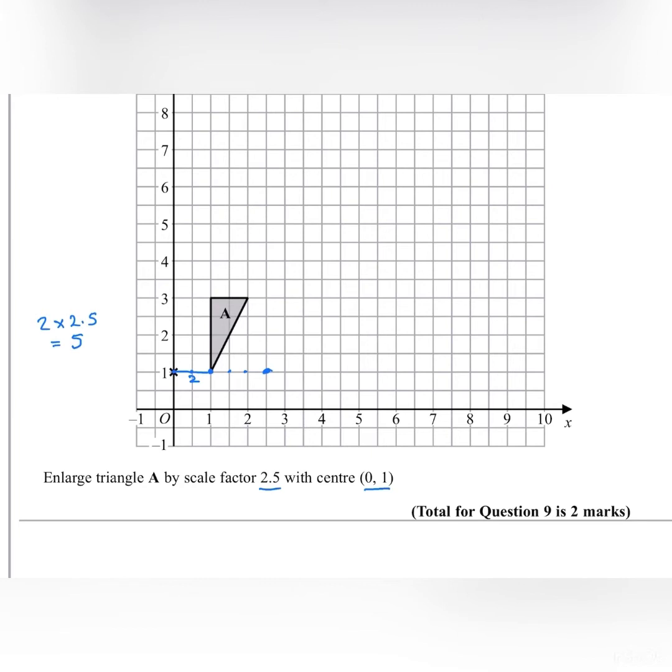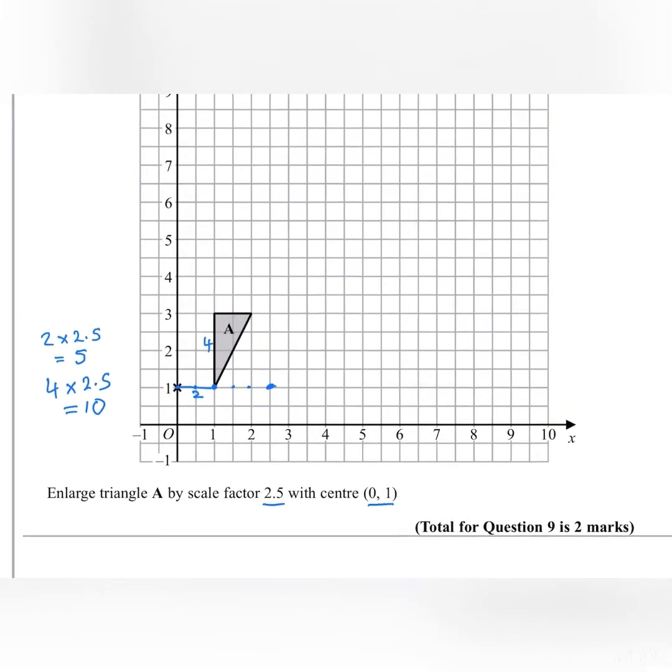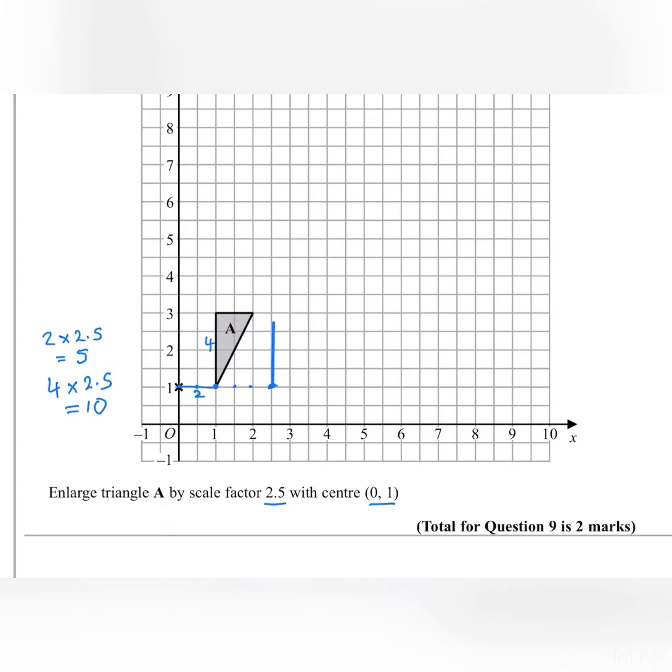Now this side, we have 4 squares on this side. So 4 times 2.5 is 10. So that side is going to be 10. Okay, so let's draw that in. So we're starting with 1 square, and we will have 1, 2, 3, 4, 5, 6, 7, 8, 9, and 10.